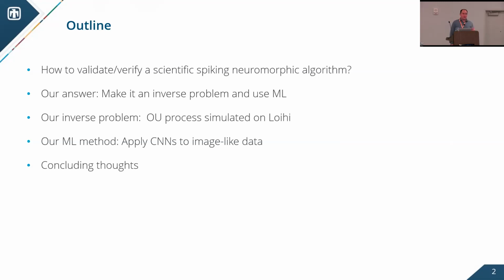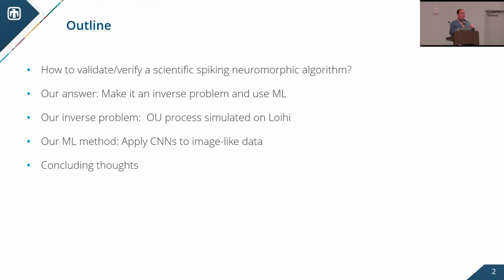So first is the motivating question, and that's how do we validate a neuromorphic algorithm is working correctly, right? And in particular, for me, I'm wondering how do we validate a scientific neuromorphic algorithm to see if it's working correctly, right? Is it good enough? Can we trust it? This is a fundamental question that we want to work to address.